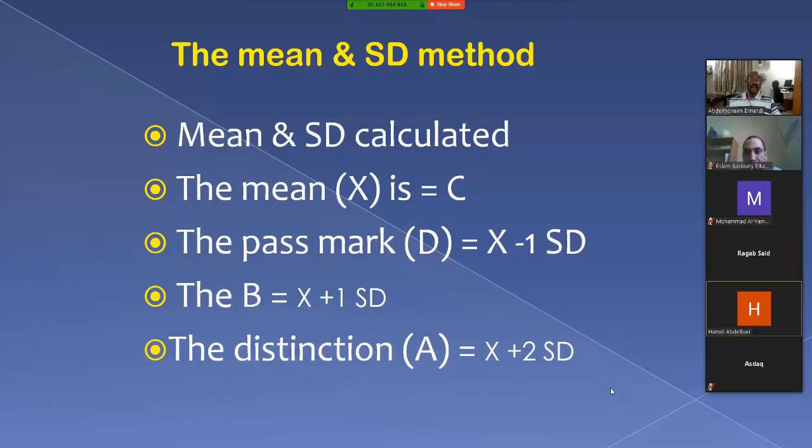And then I will tell you later what to do with this new pass mark. You use it for normalization of the results, and we will actually go into the details of normalization on Tuesday.